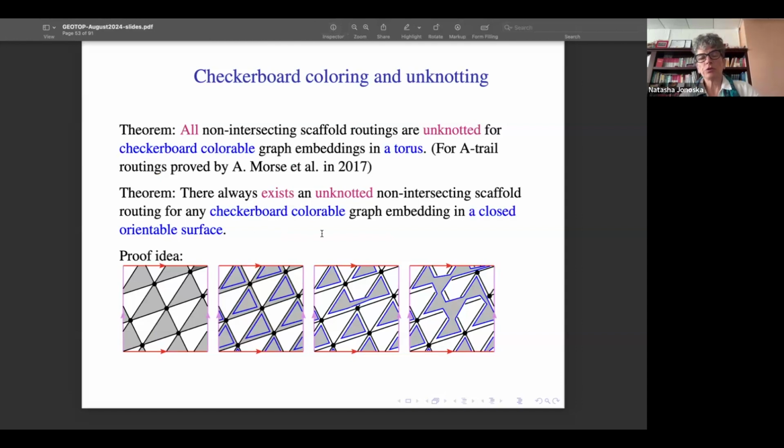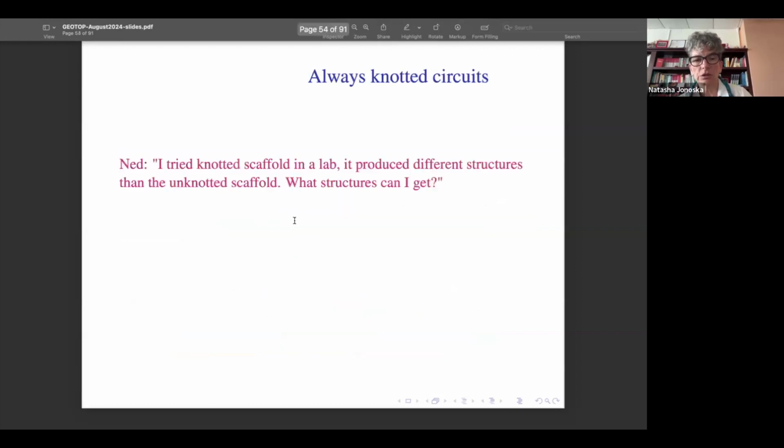So we can now prove a couple of other observations. All non-intersecting scaffold routings are unknotted for a checkerboard colorable graph on a torus, and there always exists an unknotted non-intersecting scaffolding for any checkerboard colorable graph which is embedded in a closed orientable surface. So the important part is checkerboard colorable. And it depends on the genus, of course. If I have a torus, then everything is unknotted. If I have other orientable surfaces, I can always find one that is unknotted.